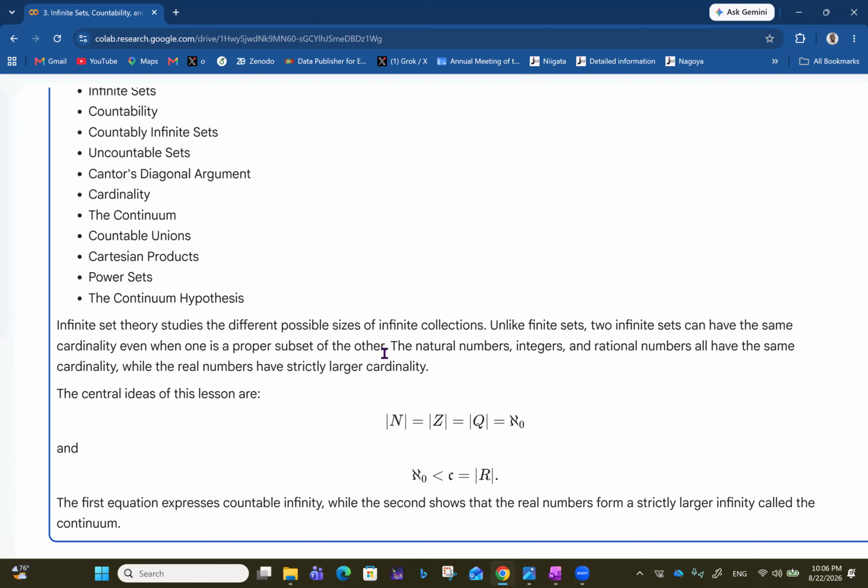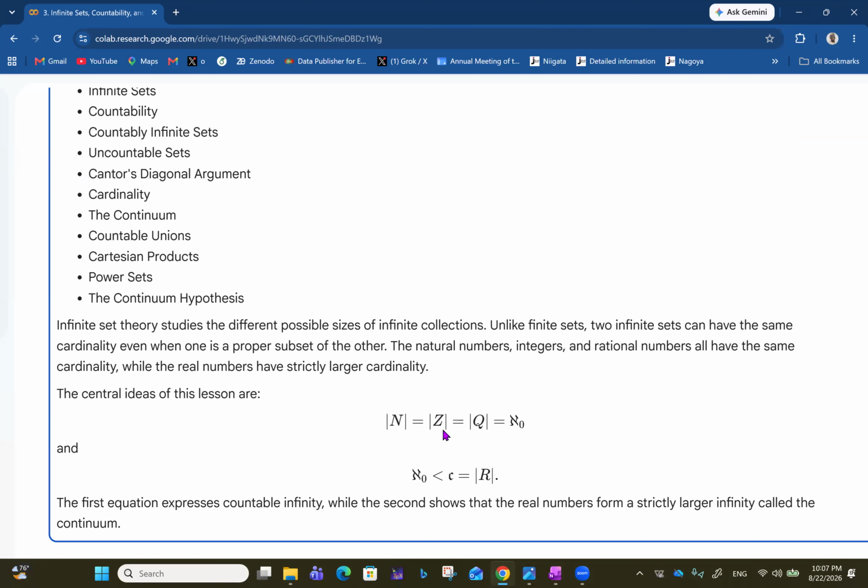In the last video, we saw how the set of positive even numbers can have the same cardinality as the set of integers, though the set of positive even numbers is a subset of the set of integers. So the natural numbers, the integers, and the rational numbers all have the same cardinality, while the real numbers have strictly larger cardinality.